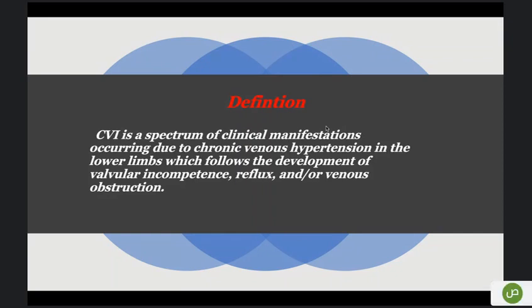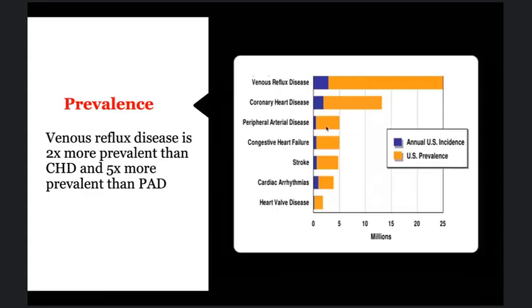Now, prevalence. Chronic venous insufficiency, or what we sometimes call venous reflux disease, is 2 times more prevalent than coronary heart disease and 5 times more prevalent than peripheral arterial disease, as shown in this figure. It's a very, very common condition.